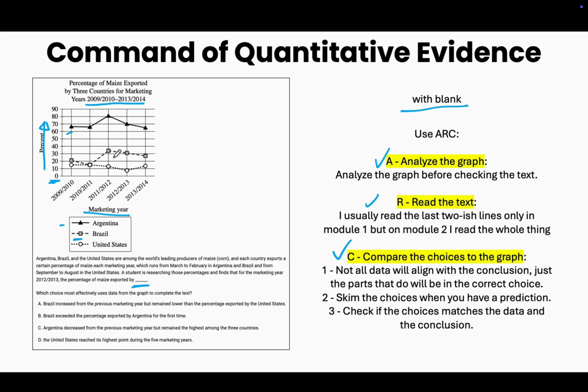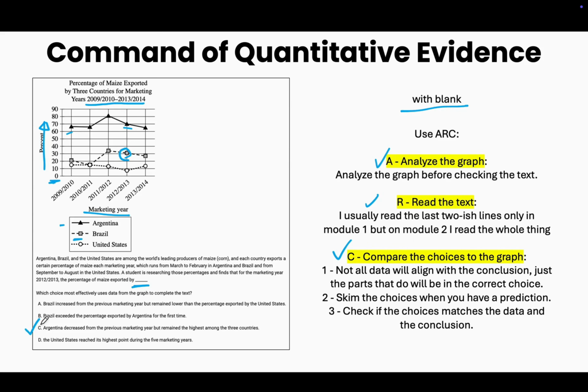Choice B. Brazil exceeded the percentage exported by Argentina for the first time. No, this is of course wrong. In 2012-2013, Brazil was lower than Argentina. Choice C. Argentina decreased from the previous marketing year but remained the highest among the three countries. So I can see that it decreased from the previous year, and yes, it is the highest amongst the three countries. So choice C is correct.